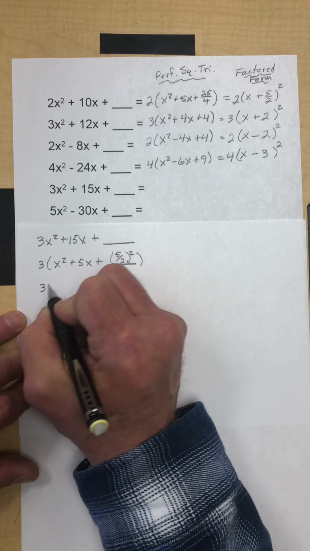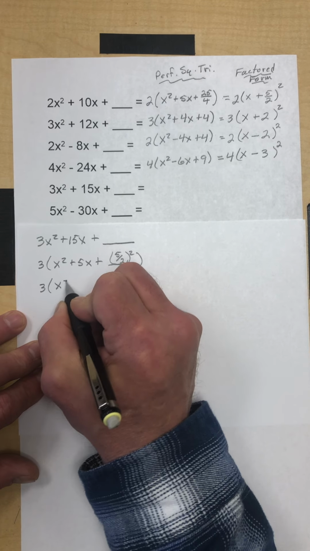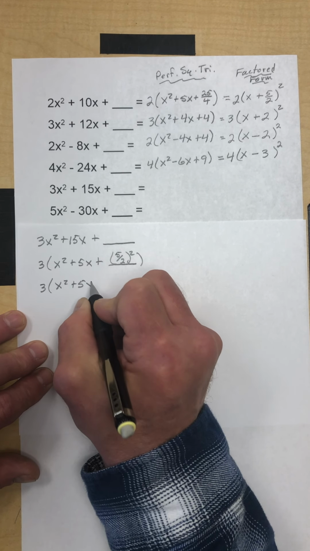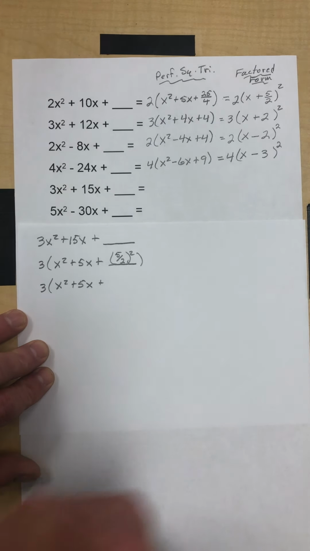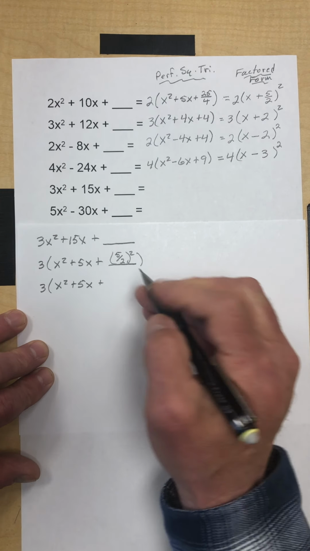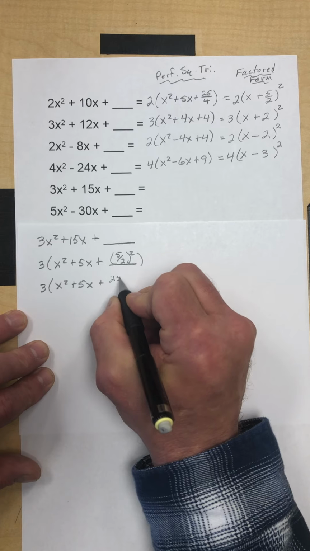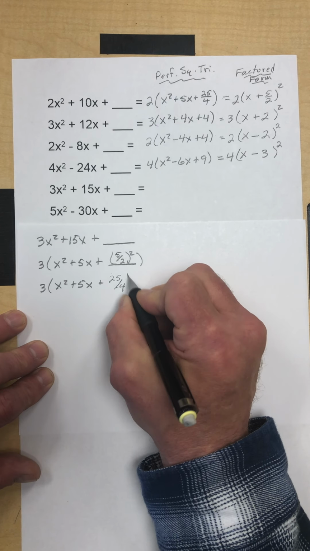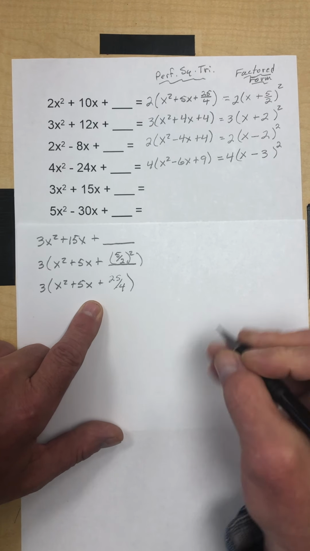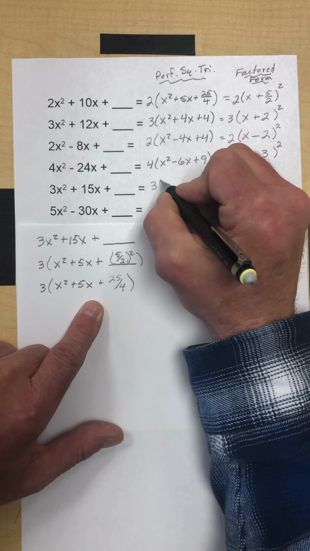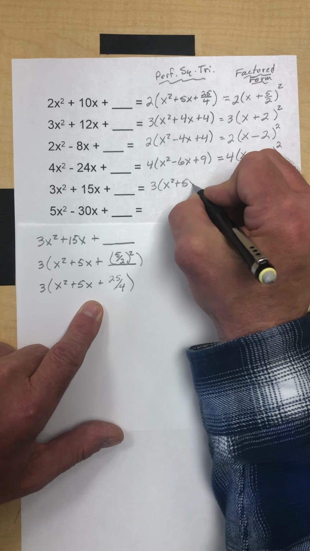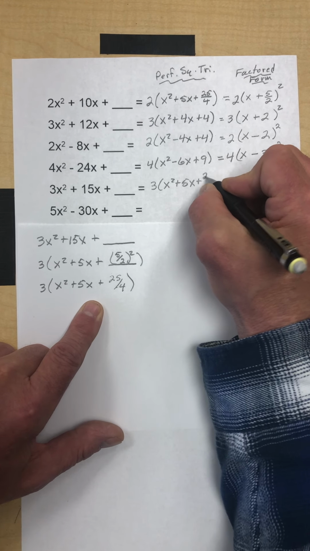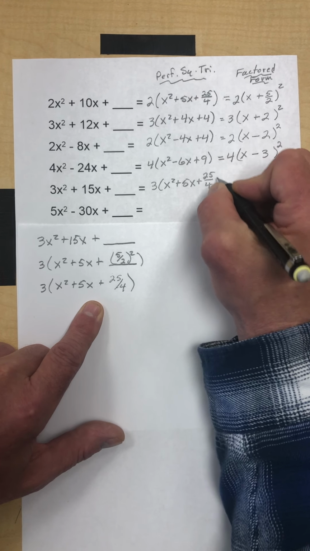Okay, so we have 3 times the quantity of x squared plus 5x plus, notice 5 is not divisible by 2, so we just leave it as a fraction. And so when I square 5 halves, I get 25 fourths. And that is my perfect square trinomial: 3 times the quantity of x squared plus 5x plus 25 fourths.